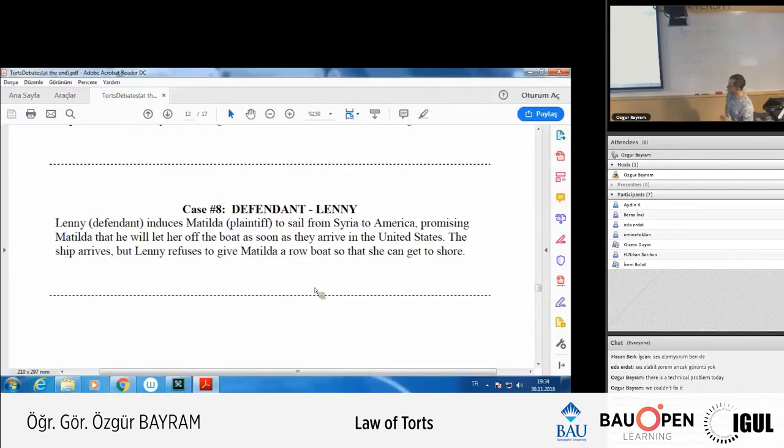The ship arrived, but Lenny refuses to give Matilda a rowboat. So it's okay until they go to America, everything's cool. She has the permission, no problems. But when they get to America, he says, you can't go. She says, I want to go. I came to America. No, you can't go. And he forces her. So she is suing Lenny for refusing to give her a rowboat so that she can get to the shore. It's false imprisonment. But what did you say? Battery? Something else.